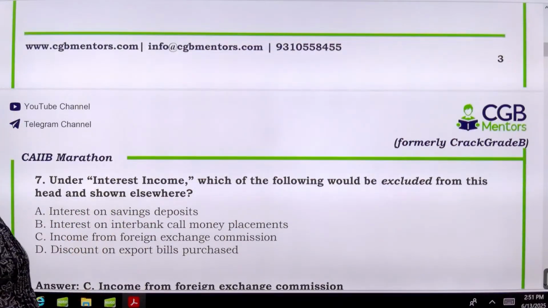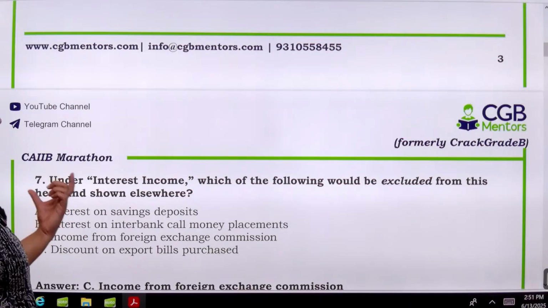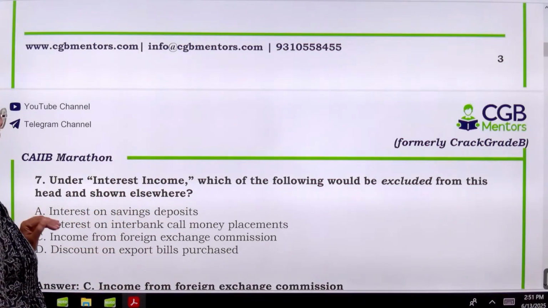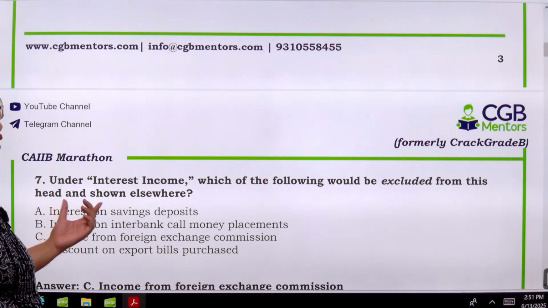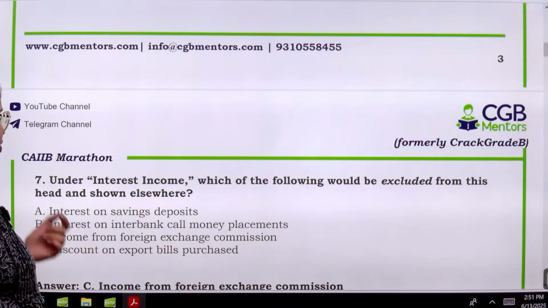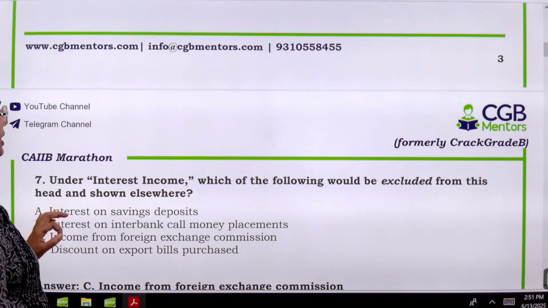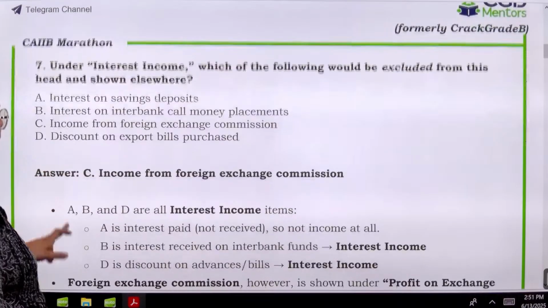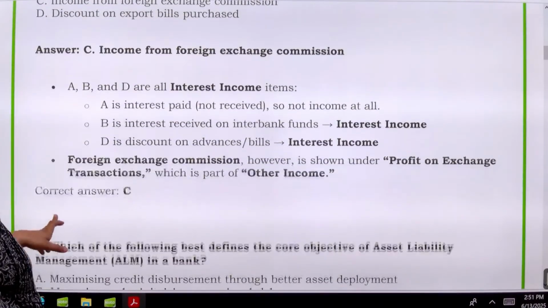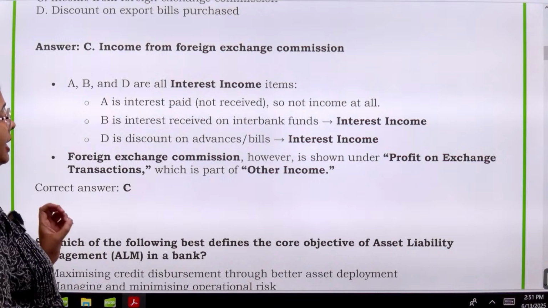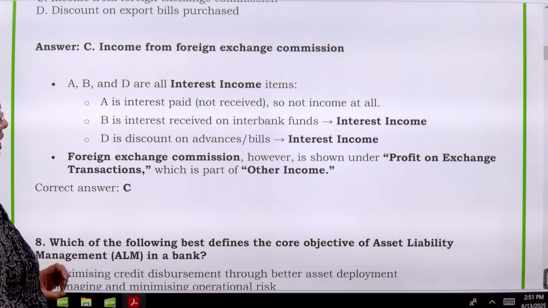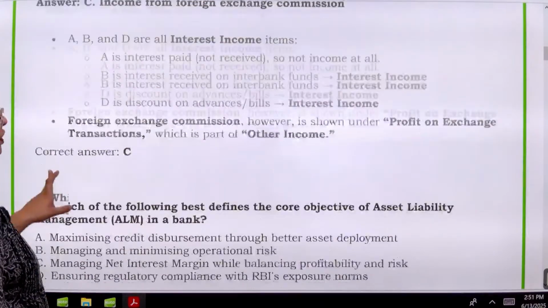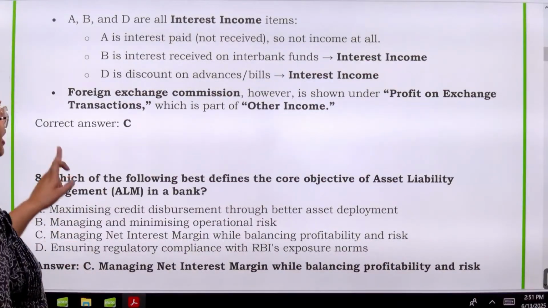Now, under interest income, which of the following would be excluded from the head and shown elsewhere? What would be excluded over here? Interest on saving deposit, obviously would come under it. Now, interest on interbank call money placement, income from foreign exchange commission, discount on export bills purchased. What would be excluded over here? See, A, B and D are all interest income items except A is interest paid, so not income at all. B is interest received on interbank funds. D is also discount on advances, so it is an interest income. Foreign exchange commission would come under profit on exchange transaction, which is a part of other income, but not in the interest income.